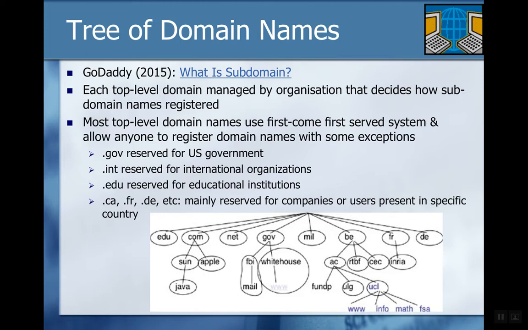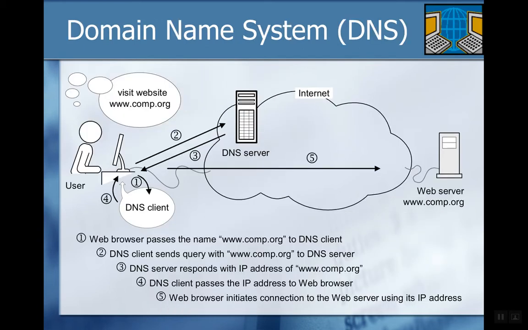It's a first come, first served basis, and you can register the name if you're the first person to do it. And as we say here, .gov is reserved for the U.S. government, .int is for international organizations, .edu is for education, and the country-specific ones are reserved for companies inside of a particular country.